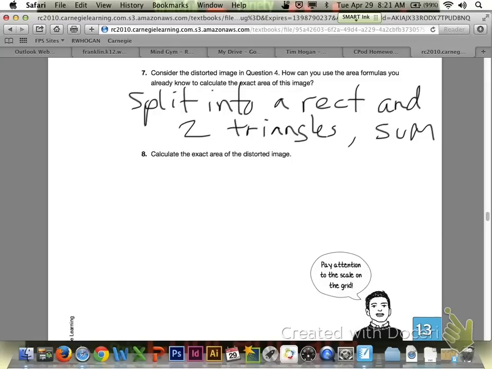For number 7, you can split up the figure into a rectangle and 2 triangles. Then you can calculate the area of each piece and add them together to calculate the sum of all the areas and figure out what the area is for that distorted image.